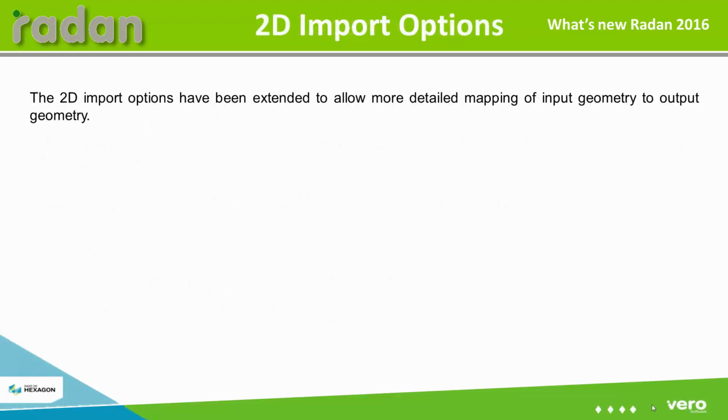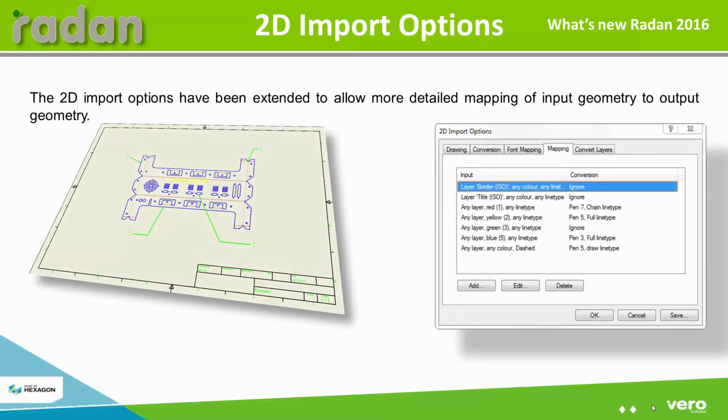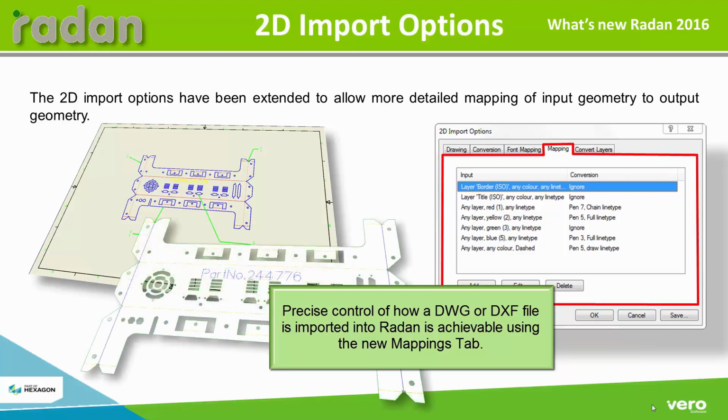2D import options. The 2D import options have been extended to allow more detailed mapping of input geometry to output geometry. We have introduced a new Mappings tab which allows the user very precise control on how DWG and DXF files are imported into Radan.